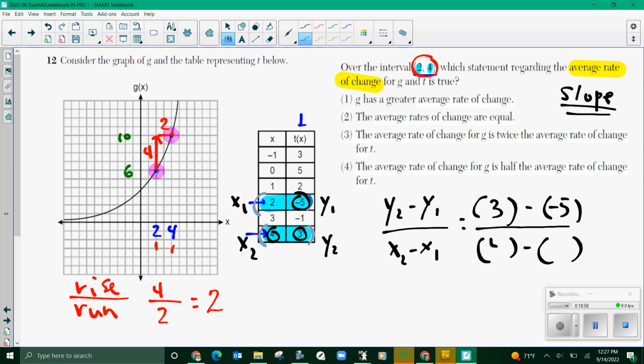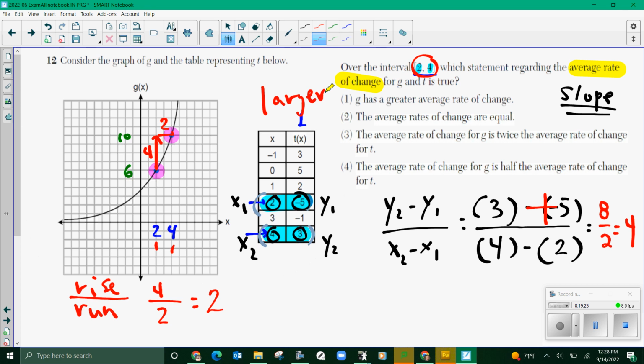x2 is 4. x1 is 2. I'm going to get, okay, 3 minus a negative. When I subtract a negative, it turns into a plus. So that's 8. 4 minus 2 is 2. This is a slope of 4. This slope is larger. That has a larger average rate of change, or a larger slope. T of X has a larger slope than G of X.